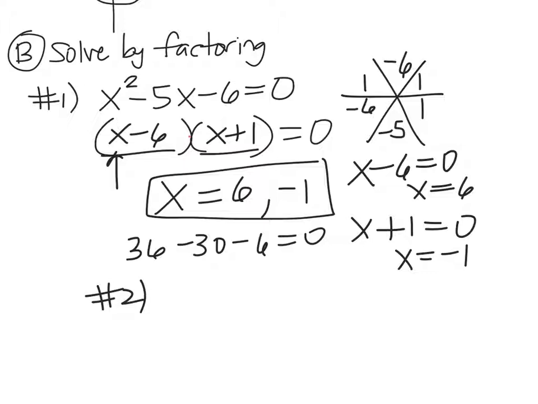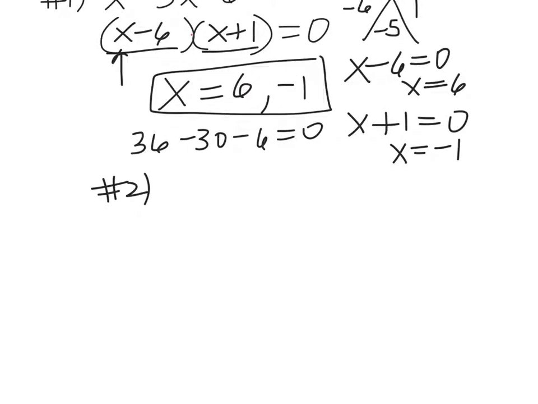Number 2. Yes. Sometimes they do this to you. X squared minus 7x equals -12. Now, you cannot do the 0 product property if you don't have 0 on one side, okay? So your first step is to do what? Add 12. Very good. Try that.